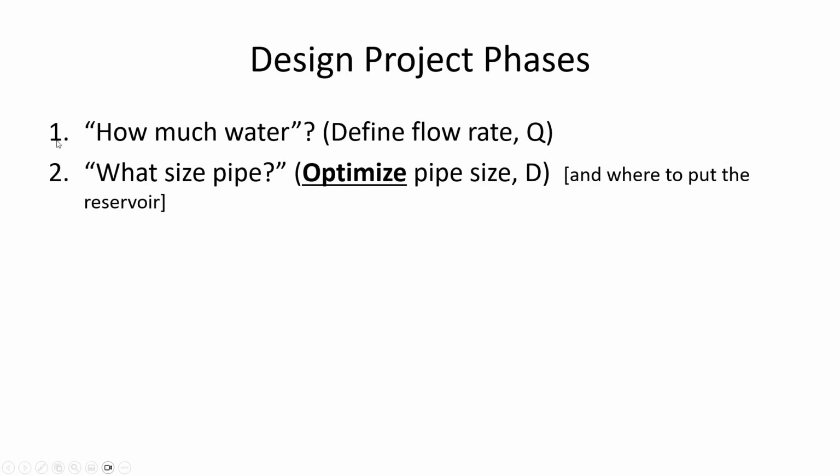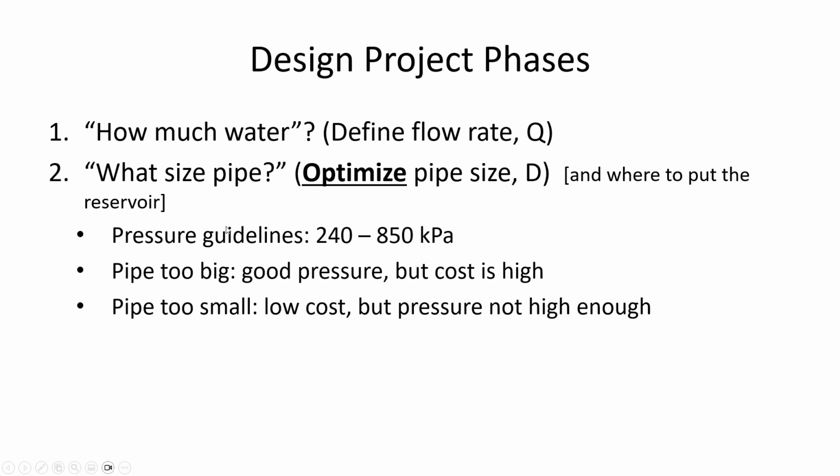So phase 1 of the project, which you're submitting tonight by 11:59, answers the question, how much water is needed at each of those green arrows on the map? And so what you should be starting to turn your attention to for the next phase of the project is trying to figure out how big the pipe should be, optimizing it, trying to make it as small as possible. And then a secondary consideration is also where to put the reservoir on the hill.